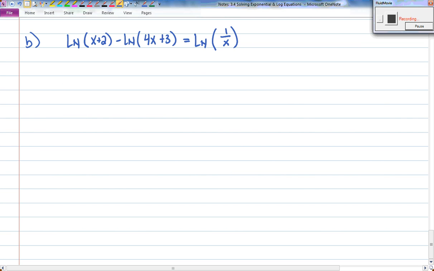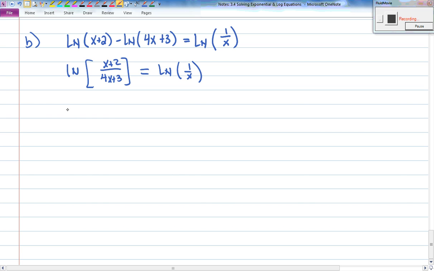Okay, so here we go. Natural log of x plus 2 minus natural log of 4x plus 3 equals the natural log of 1 over x. All right, so first we're going to begin by condensing the left-hand side into the natural log of x plus 2 divided by 4x plus 3, because I am subtracting those logarithms, so I can condense through a division, equals the natural log of 1 over x.